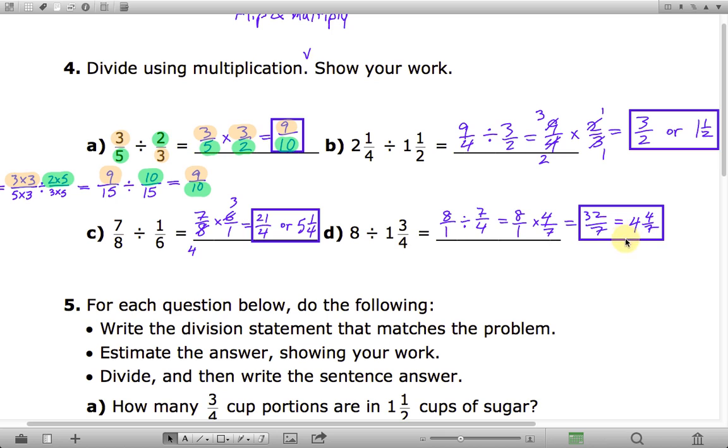Now whether you leave your answer as an improper fraction or a mixed fraction, I don't have a preference as long as your answer is in lowest terms. And the one thing about part D that you just need to be careful of is when you have a whole number, you can write it as over 1. So 8 over 1.